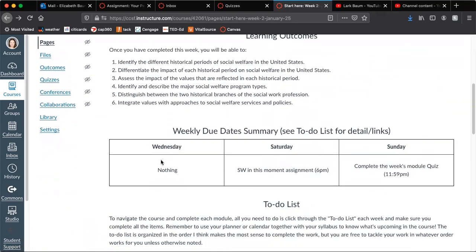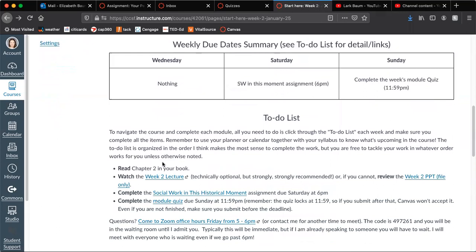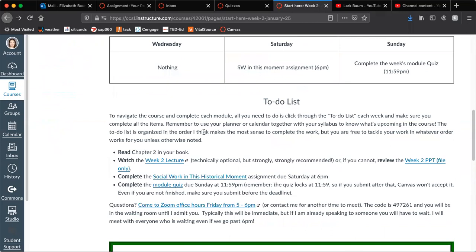Not a ton due this week. We are still having people join and leave and all of that stuff, so I didn't want to overwhelm you with work. The assignment due this week is Social Work in This Moment. I'll talk about that in just 1 second. So read chapter 2 in your book. Watch the lecture. Here's the link to the lecture.